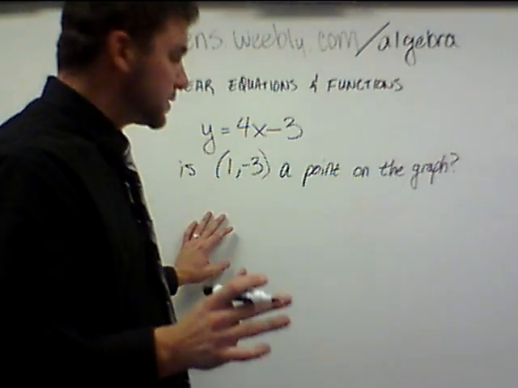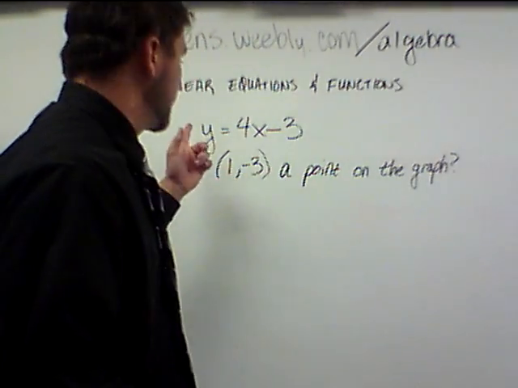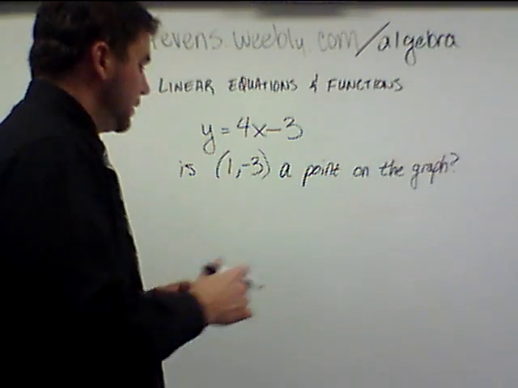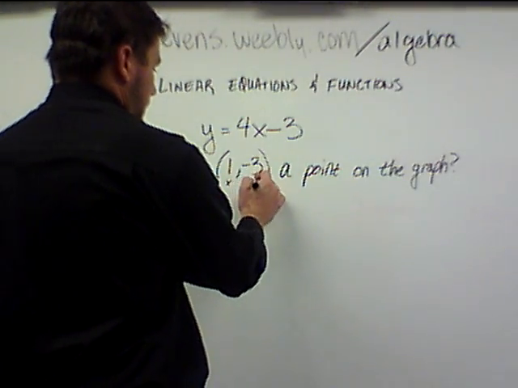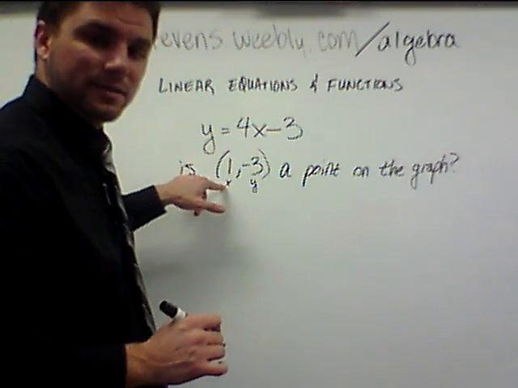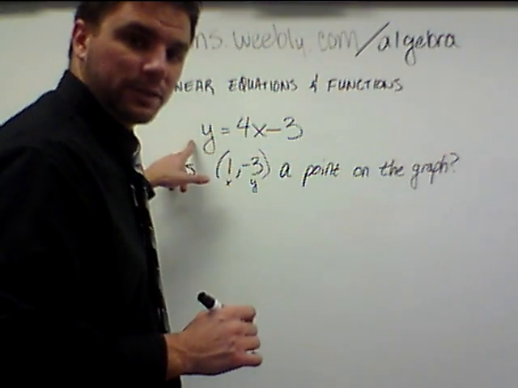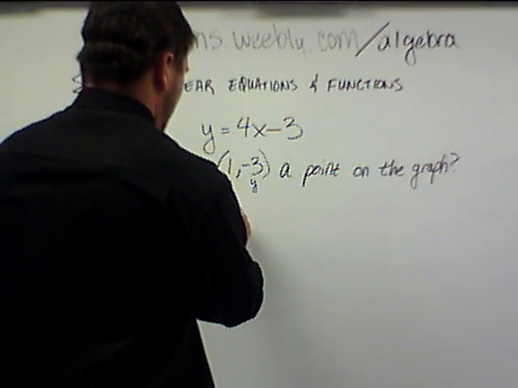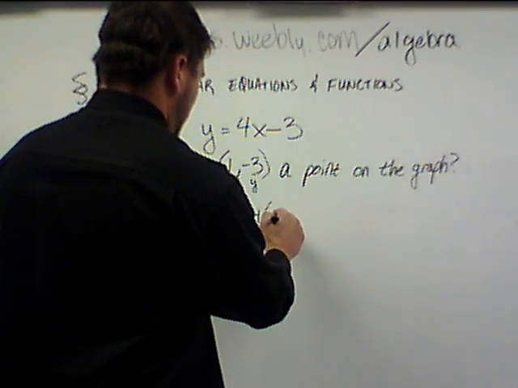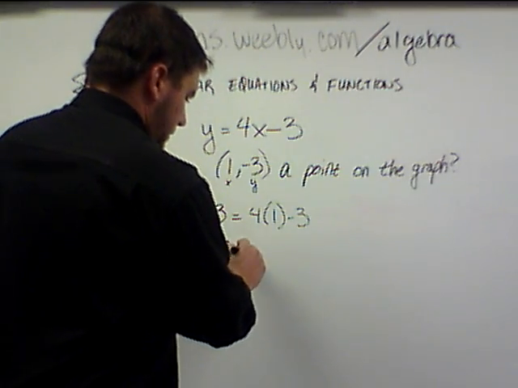Changing this example just a little bit, we want to find out if 1, negative 3 is also on the same exact line. So, I've got my x and I've got my y. Everywhere I see an x, I'll replace it with 1. Everywhere I see a y, I'll replace it with negative 3. Okay. And from here, I'll solve.